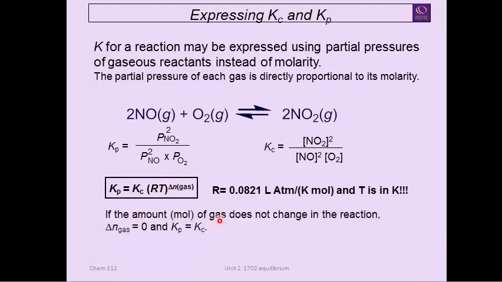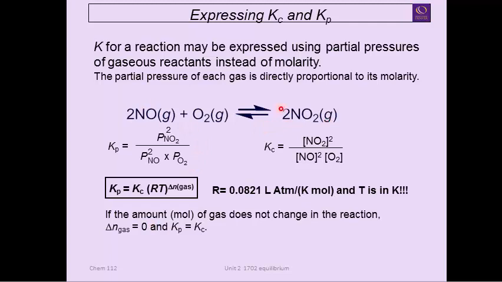In order to determine the delta N for the reaction, you count the moles of gas on the reactant side, and then you count the moles of gas on the product side. And the change is what that delta N is. If it doesn't change at all, you call that 0, you raise that to the 0. Anything raised to the 0 is 1, so then Kp equals Kc in that condition.